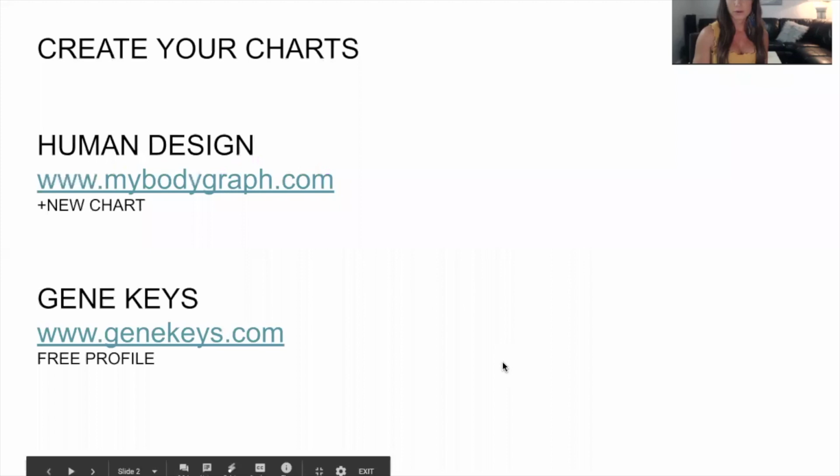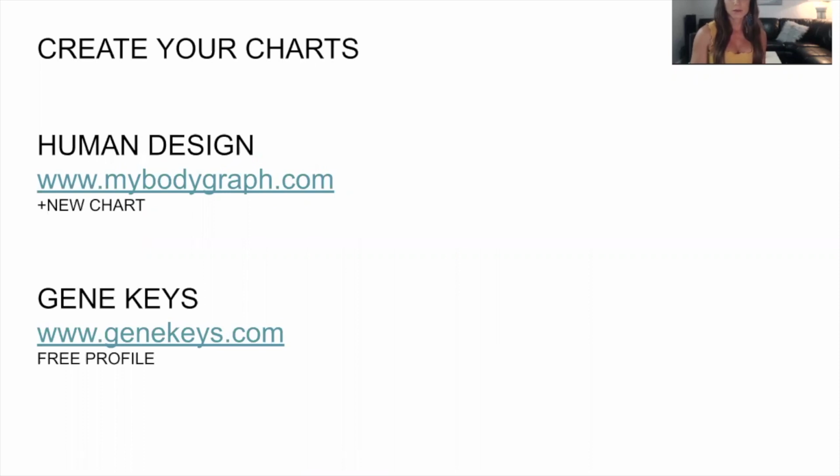So first of all, you make your charts. It's going to be the same activations because it's from the same data. We are using the same data. So you can make one human design chart and one gene key chart, and then you're going to see that you have the same numbers actually in them.